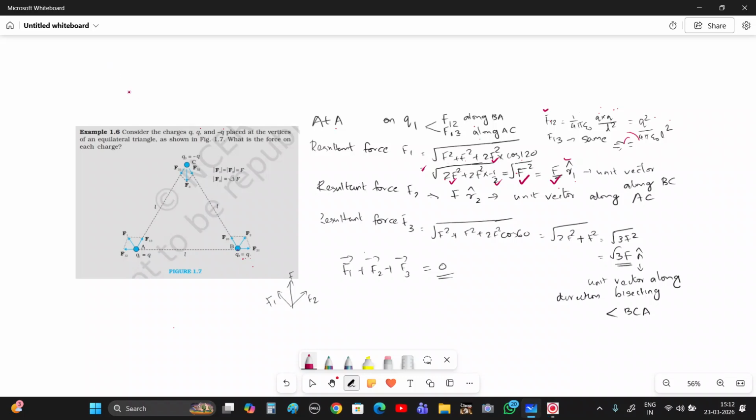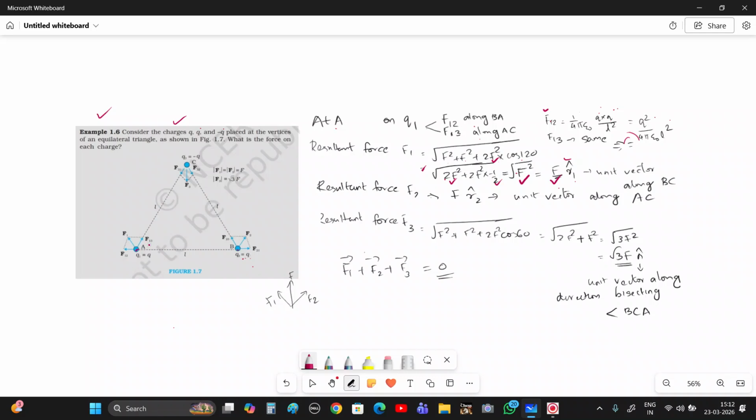We can do Example 1.6 from the chapter Electric Charges and Fields. We can read the question. Consider charges Q, Q and minus Q placed at the vertices of an equilateral triangle. What is the net force that is acting on each charge?